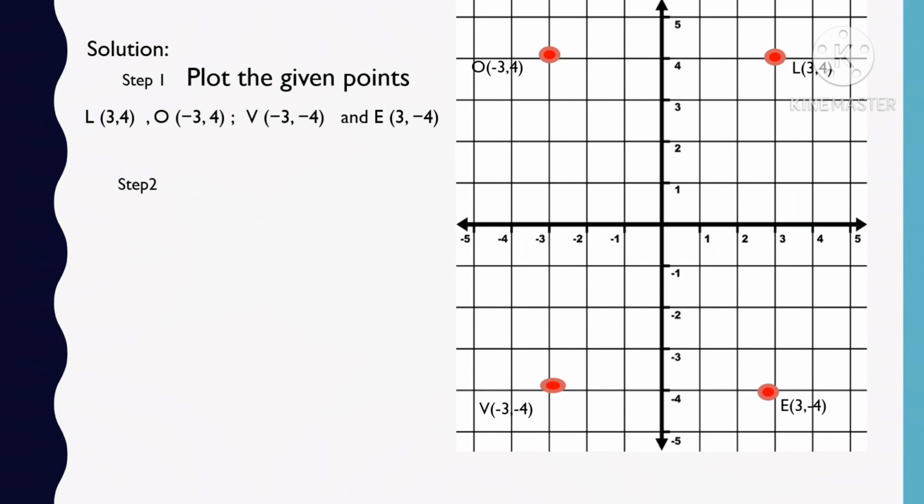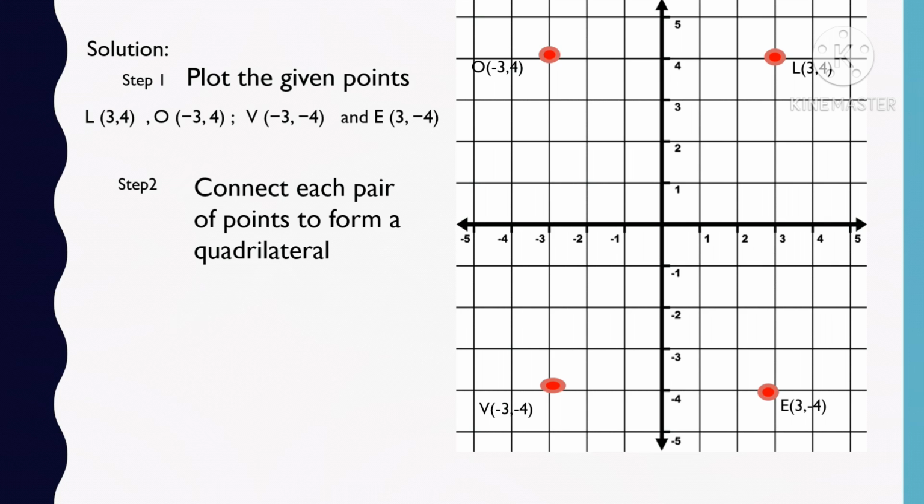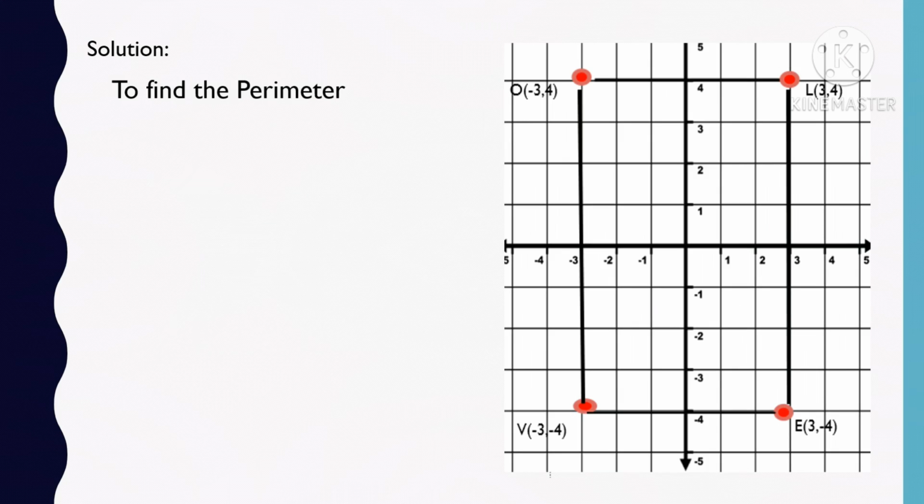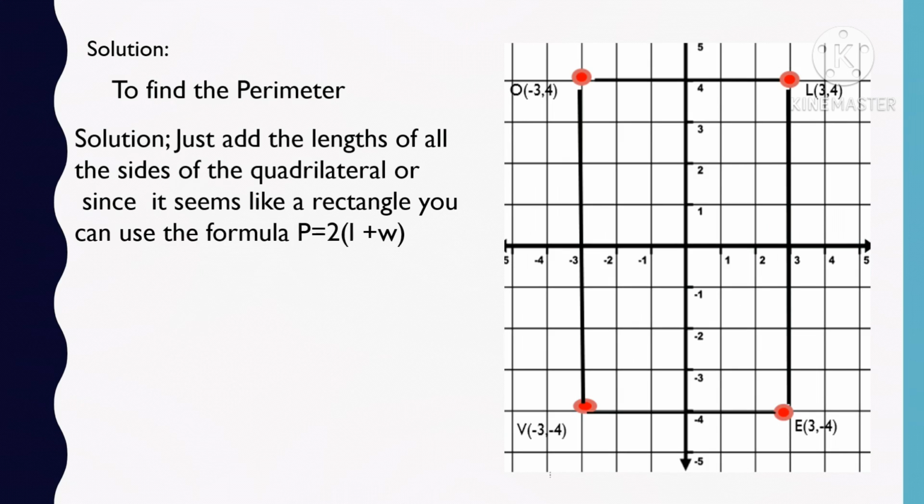After plotting the points, you are asked to connect each pair of points to form a quadrilateral. To connect 2 points, we have 1, then we have another line 2, then 3, then 4. We just form a quadrilateral. For step number 3, you are asked to find the perimeter. To find the perimeter, just add the lengths of all the sides of the quadrilateral, or since it seems like a rectangle, you can use the formula P equals 2 times L plus W.